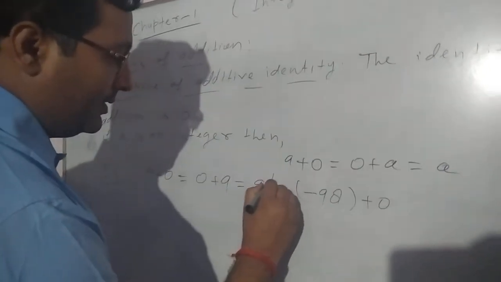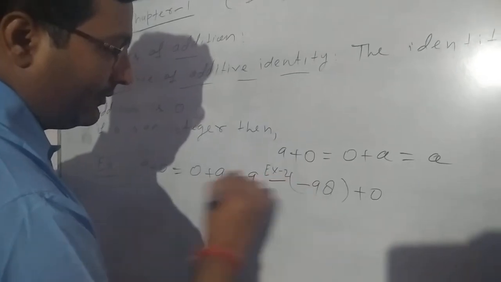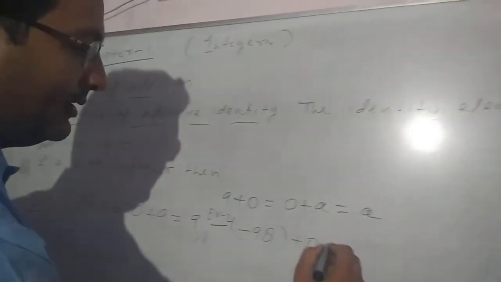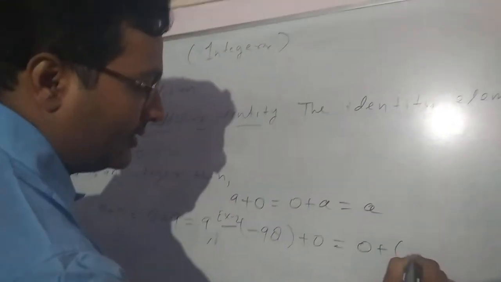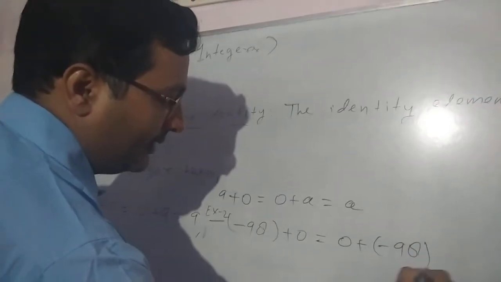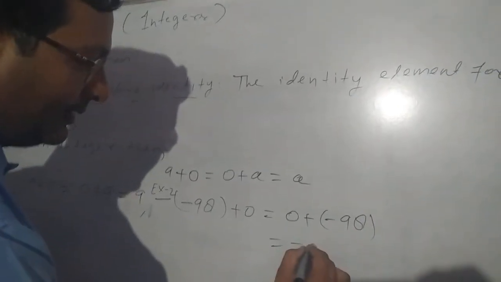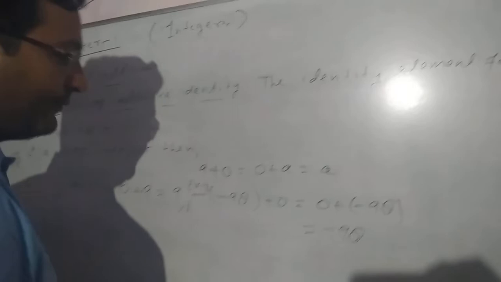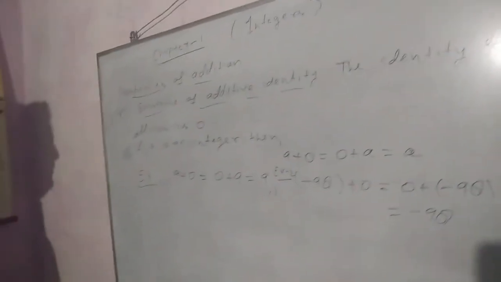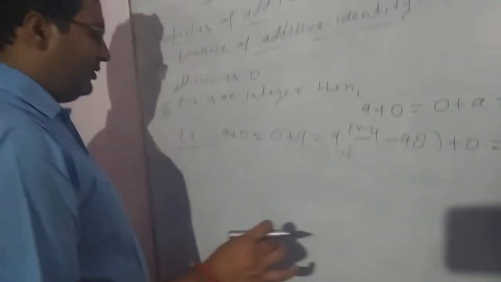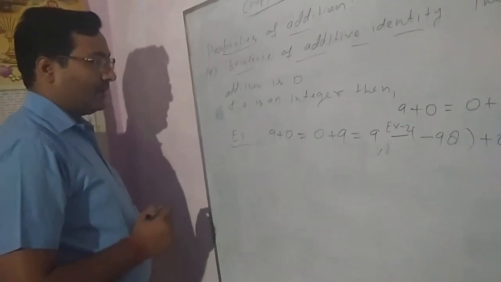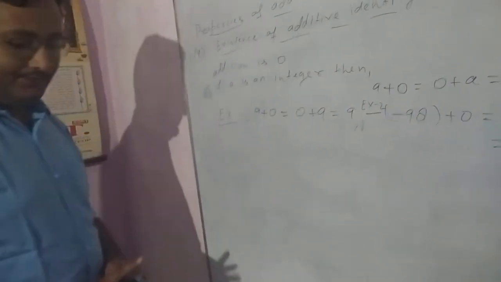This is example number 2. Suppose minus 98 plus 0 is equal to 0 plus minus 98. What do we get? Only that number, minus 98. 0 is neither positive nor negative, and the value of 0 is nothing. Okay.